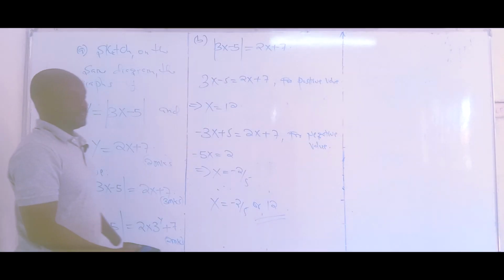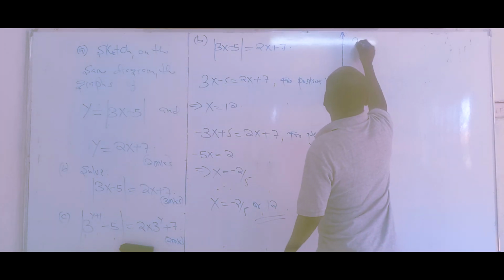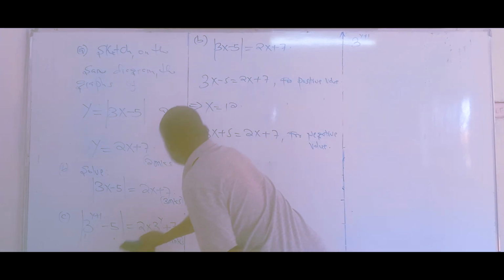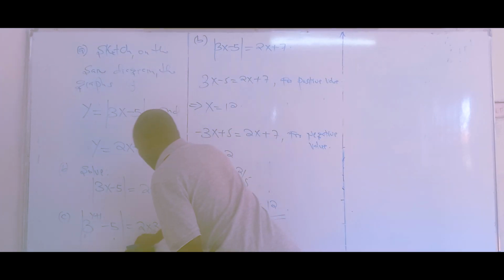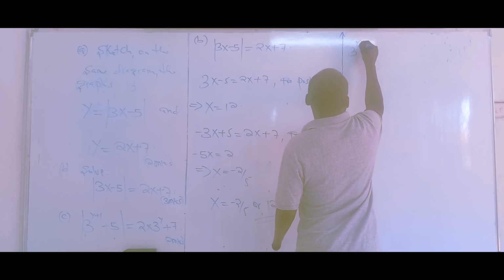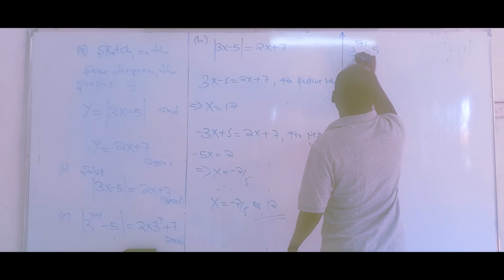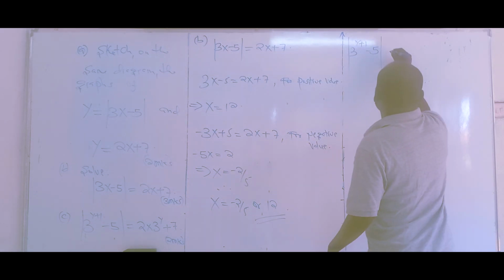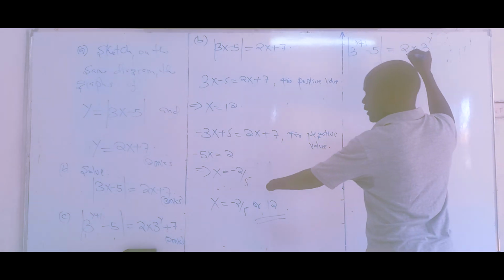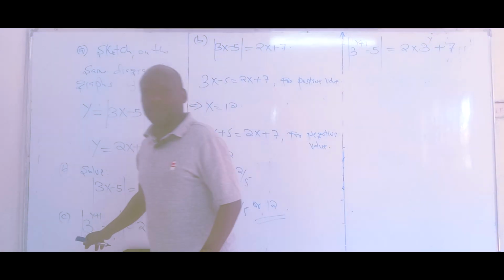Then I move to part C. Part C is saying now |3^(y+1) - 5| = 2 times 3^y + 7. So we are expected to find the value of y.